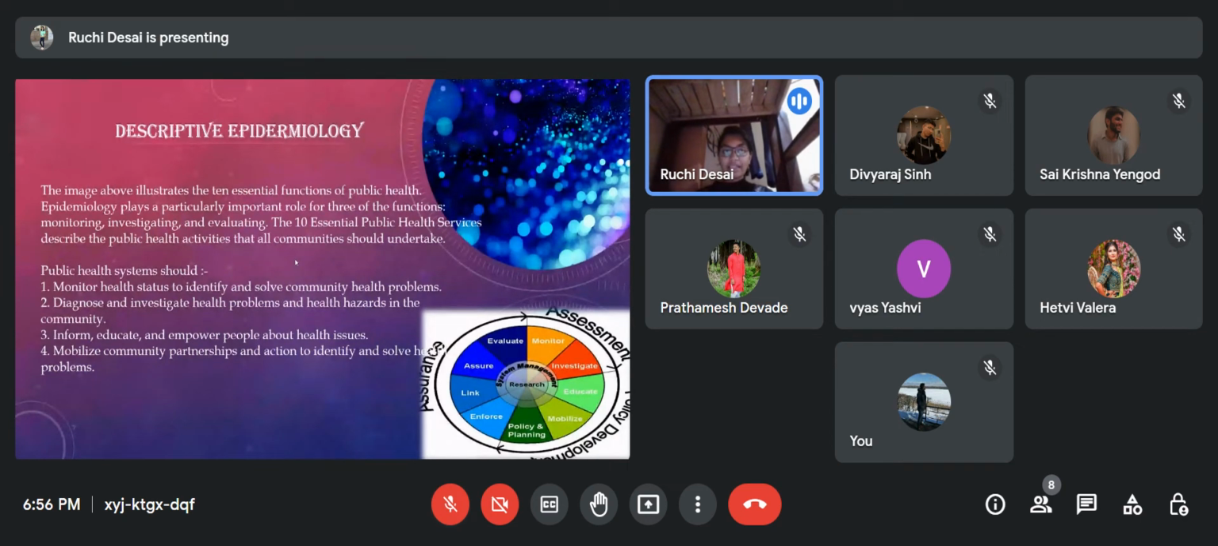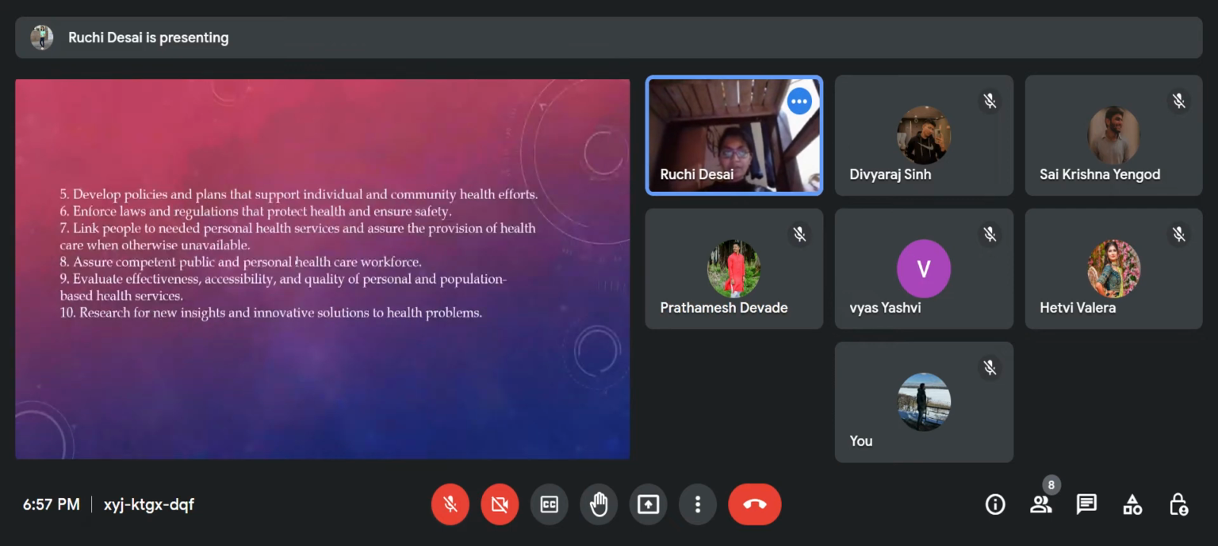Second, diagnose and investigate health problems and health hazards in the community. Third, inform, educate, and empower people about health issues. Fourth, mobilize community partnerships and action to identify and solve health problems. Fifth is to develop policies and plans that support individual and community health efforts. Next, enforce laws and regulations that protect health and ensure safety.